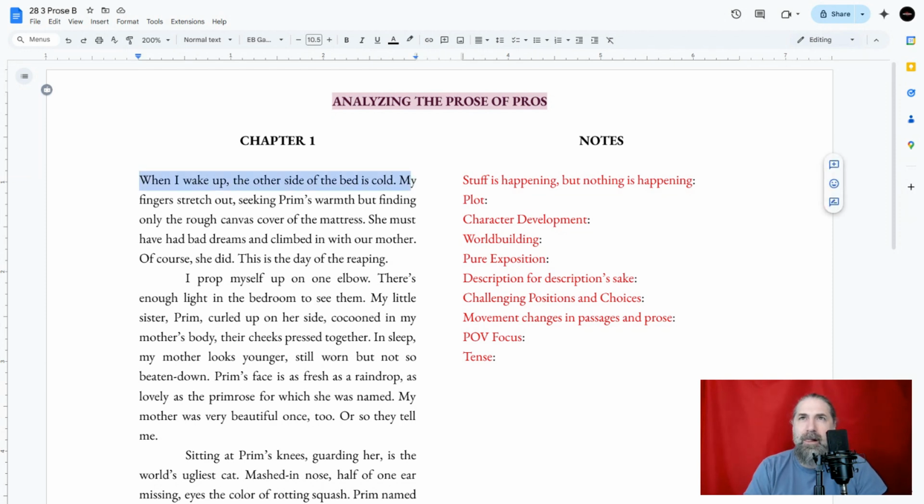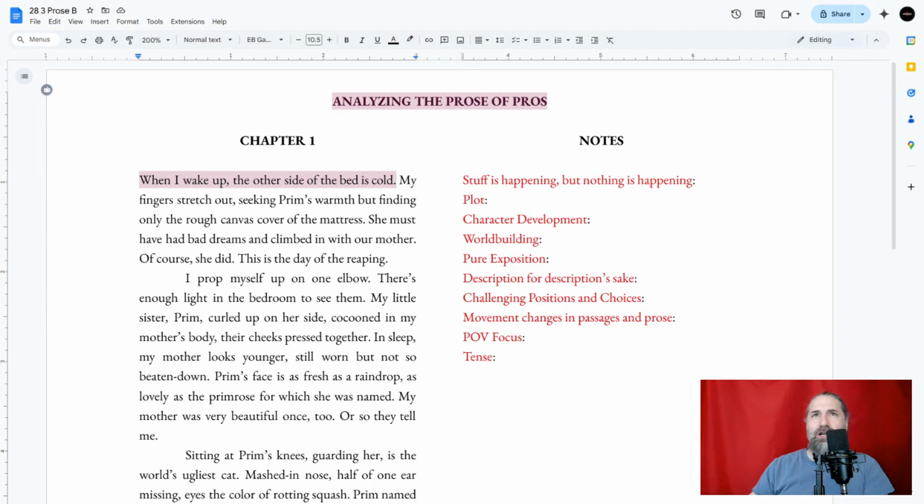But let's get into it. All right. So the first sentence, when I wake up, the other side of the bed is cold. All right. So right here, this is just character development.